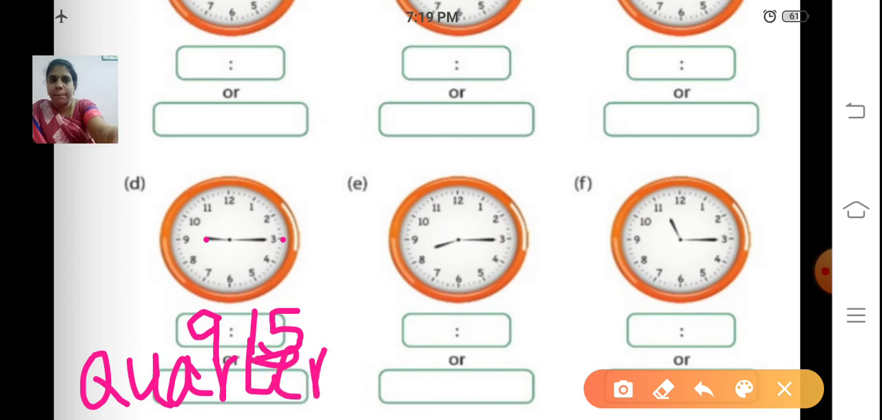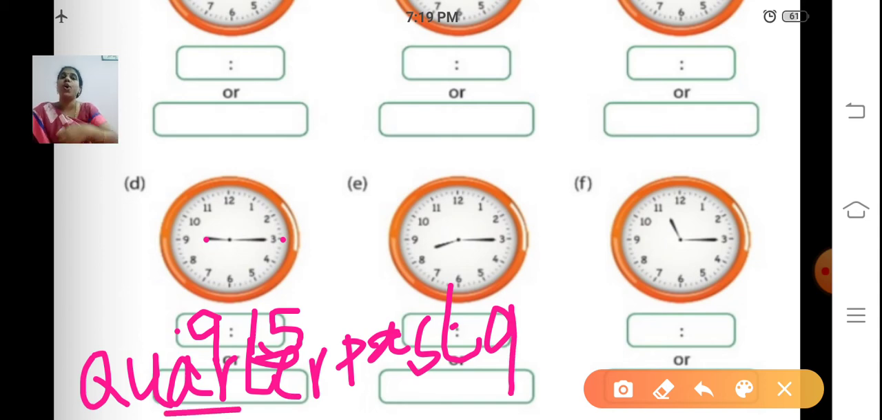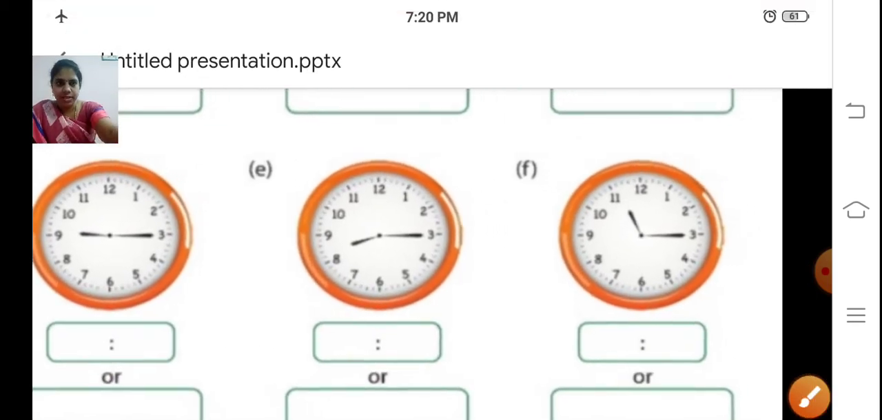Quarter past. As I don't have place, I am writing it here. Quarter past 9. Just write it below. Quarter past 9. From 9 o'clock, 15 minutes is over. So quarter past. Quarter means 15. Don't forget that. Half means 30. Quarter past 9. Now one more sum.